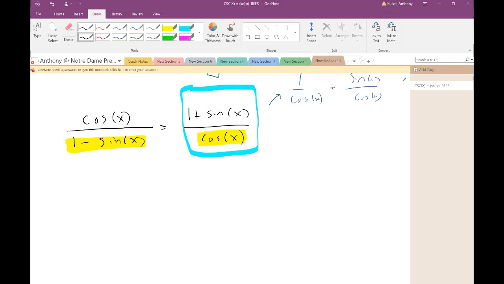That's what I'm going to try to do. So what do I need to do to this fraction here to get the denominator to be 1 minus sine squared?